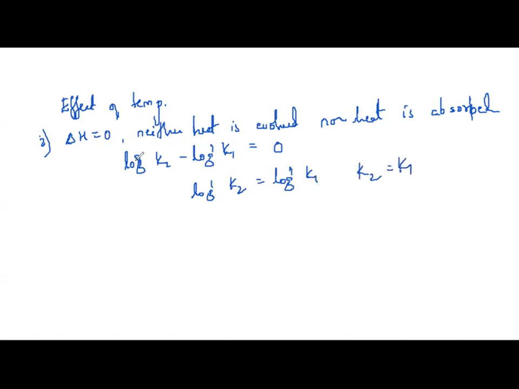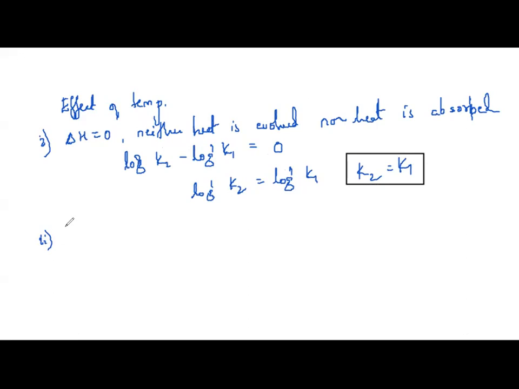So if delta H is 0, K2 will be equal to K1. K2 and K1 are the equilibrium constants at two different temperatures, T2 and T1. Thus, when delta H is 0, the equilibrium constant remains the same at all temperatures.